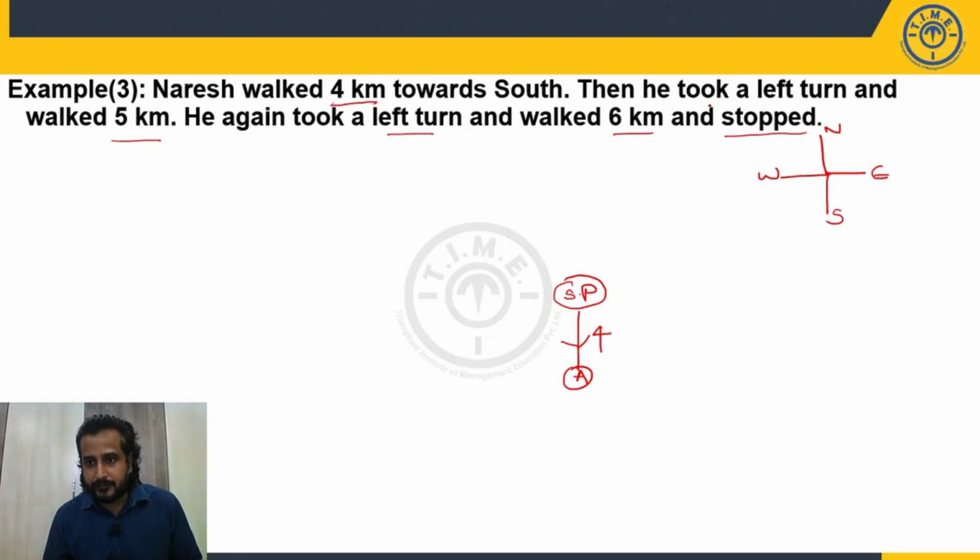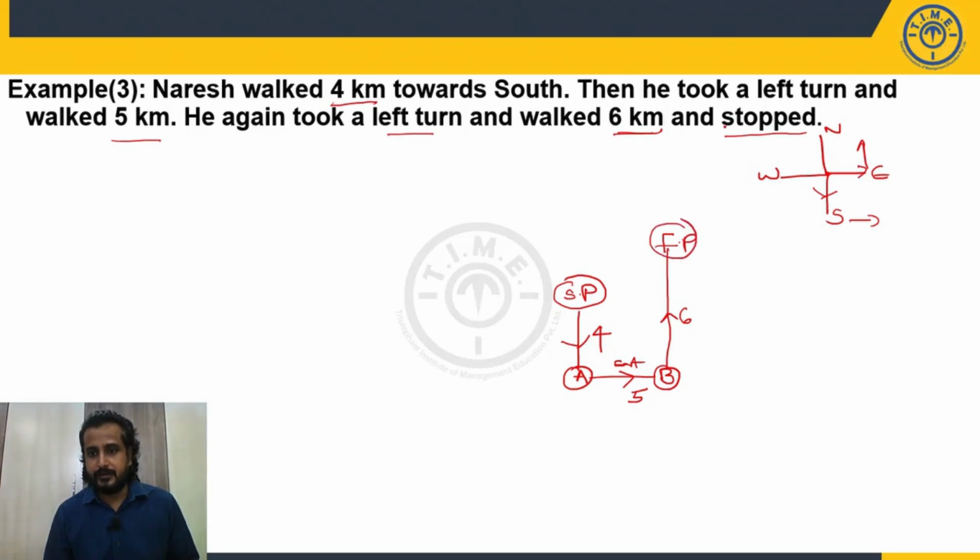From this, he took a left turn. While moving towards south, what will the left hand side be? East. So he traveled towards east. How many meters? 5 meters. Let's say he reached point B. He again took a left turn and walked 6 kilometers. Now he is moving towards east, so what will the left hand side be? North. So 6 meters north. It is 4 kilometers, so the 6 kilometers line will be longer than this. So it is the final point, because it is given that he stopped.